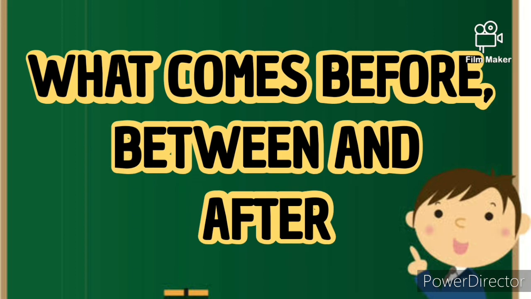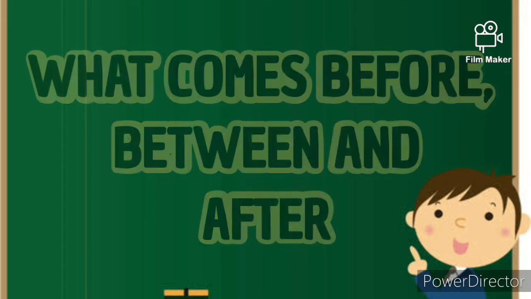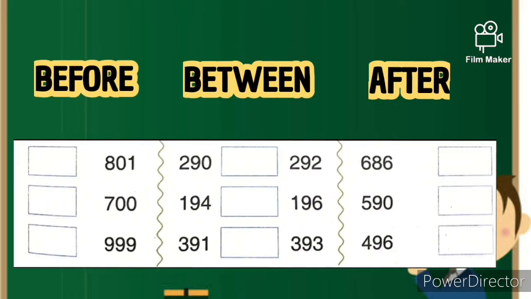Now let us learn what comes before, between and after. Children, you all know numbers up to 1000. So now we will fill these blanks with the numbers that come before them, between them or after them. First we will take the questions of what comes just before the numbers. So the first number is 801. So what comes before 801 is 800. So we will write down 800 in the block.